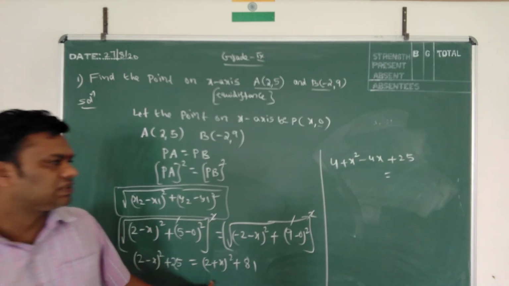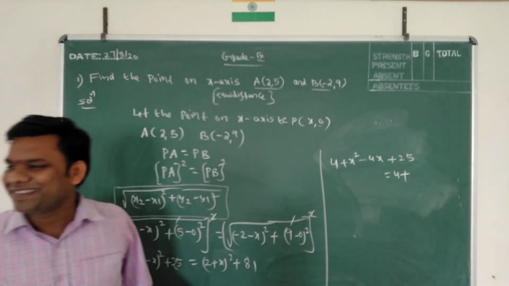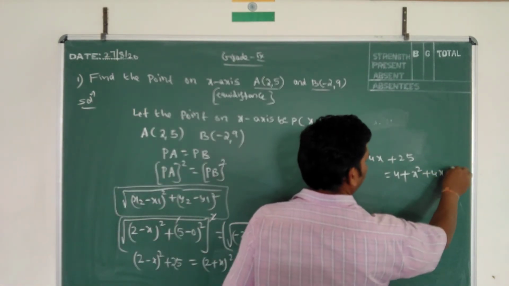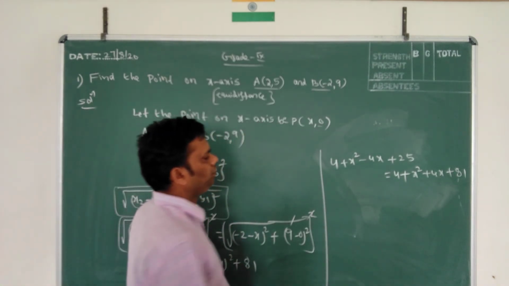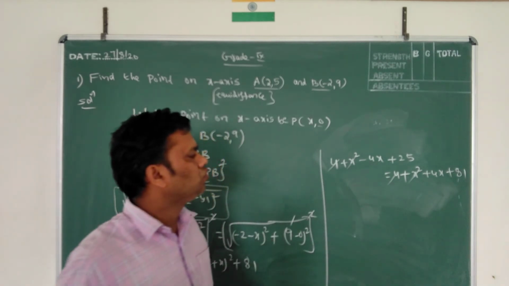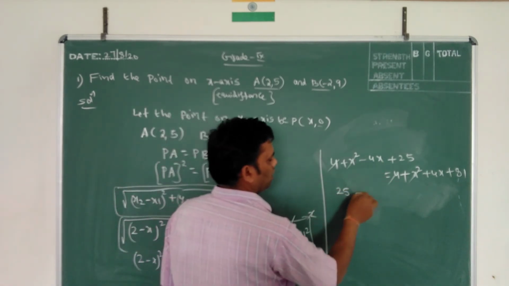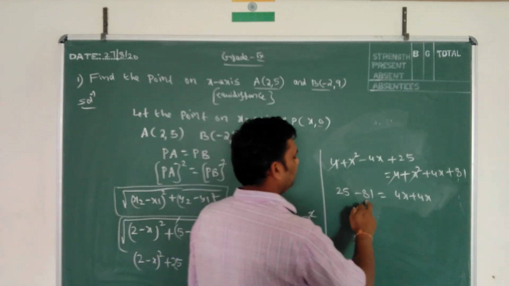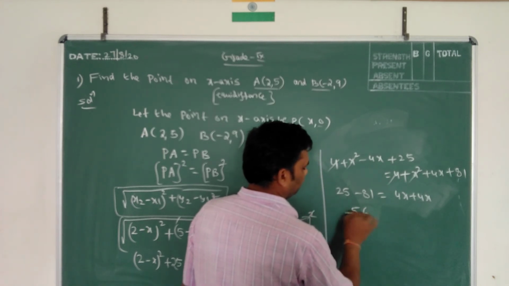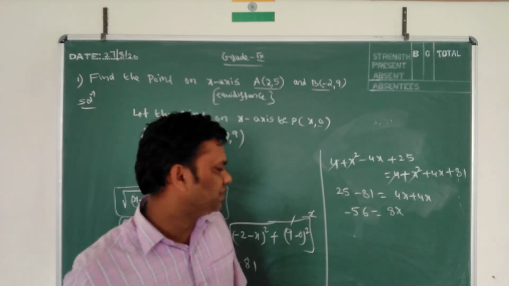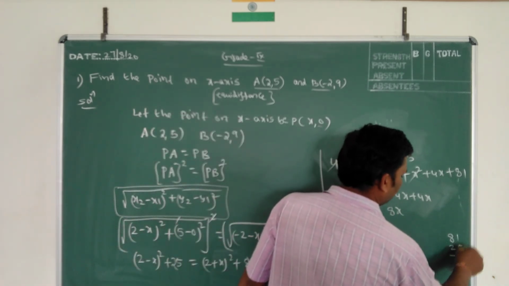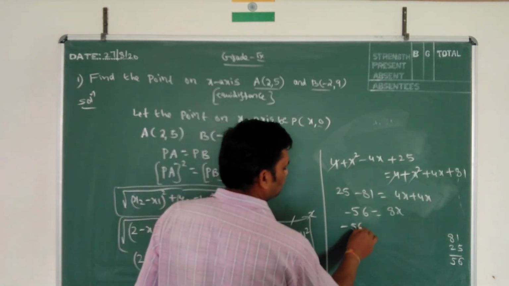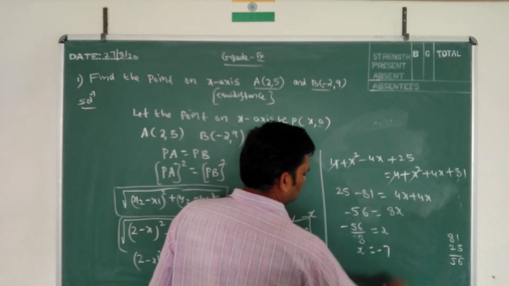See, a plus b whole square formula. a square is 2 square is 4, plus b square means x square, plus 2ab is 2 into 2 into x, that is 4x, plus 81. Now see here, 4, 4, x square, x square cancel. So now here, 25 minus 81 is equal to 4x plus 4x, 8x. 25 minus 81 is minus 56, so minus 56 upon 8 means x equals to minus 7.